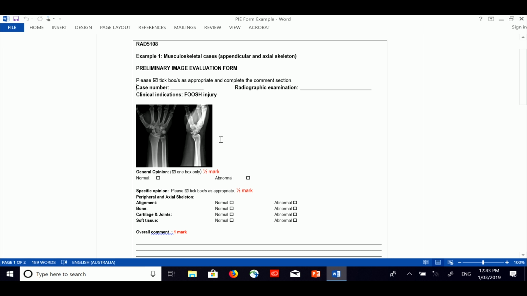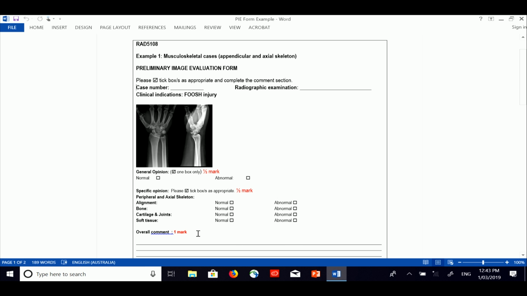In this case, there is no fracture to the bone, so that would be normal, so you don't need to worry. You can just leave that open, but if you want to, you can tick that. And then because the abnormality is sitting within the wrist joint, you also need to tick cartilage and joint. There are not really major soft tissue issues here, so that would be normal. So half a mark overall for these tick boxes.